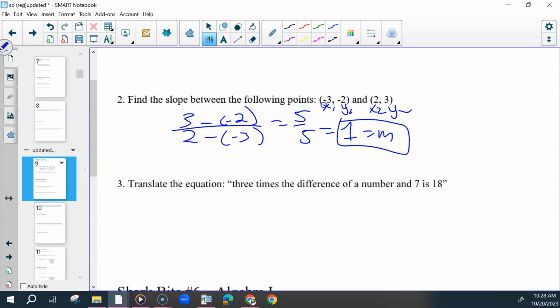Questions on that one? I got negative 5 for 5, but I still got 1 for 4. So you got negative 5 over negative 5. If you got negative 5 over negative 5, that would have been 1. But if you got negative 5 over 5, that would have been negative 1. Alright, other questions on that one?